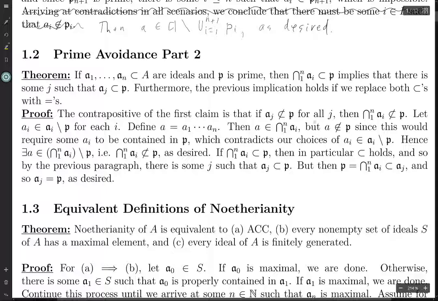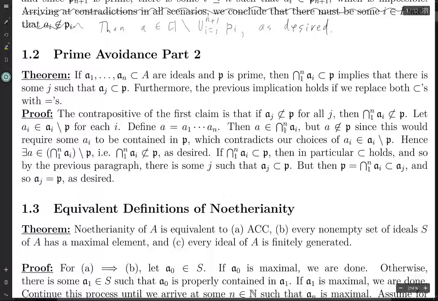So if A_j is not contained in P for every single j, then you can find an element a_j which is in A_j but not in P. So that's how we find these a_i. Now let a just be the product here. We don't have to do any product and then sum or whatever.